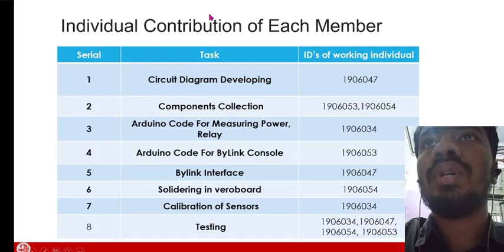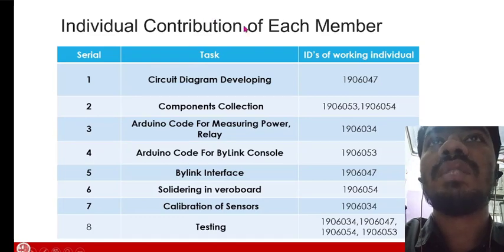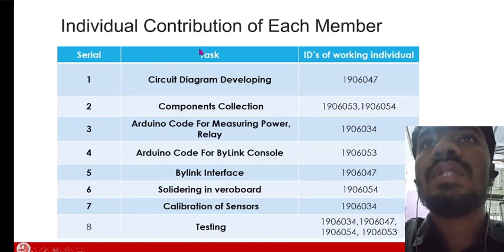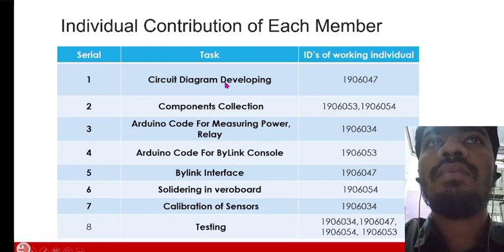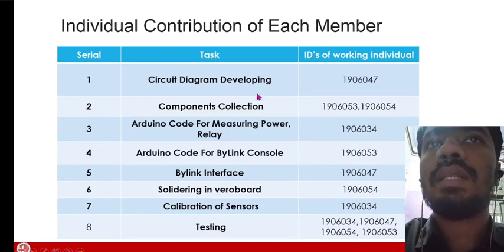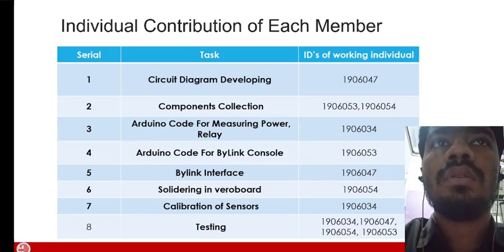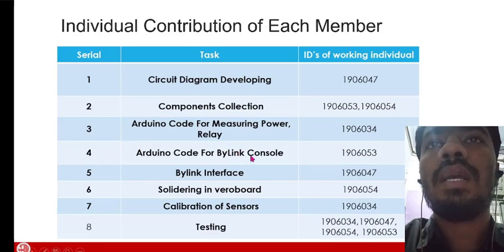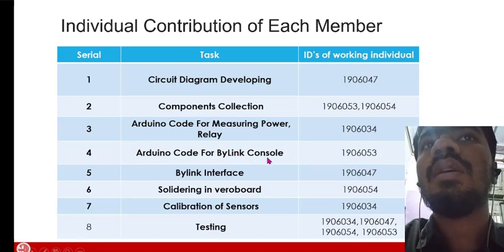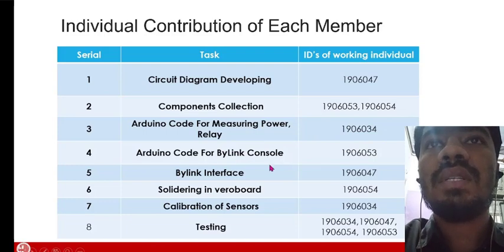In this slide, I am going to show the individual contribution of each member of our project. First, the circuit diagram was developed by ID 47. Then components were collected by ID 53 and 54. Arduino code for measuring power and the relay circuit was written and debugged by ID 34. Arduino code for the Blynk console was written by ID 53. The Blynk interface was developed by ID 47.